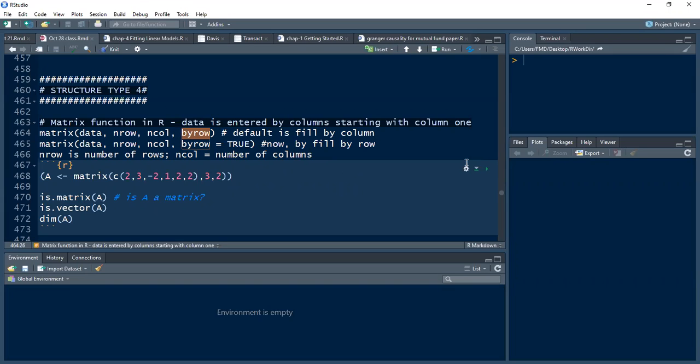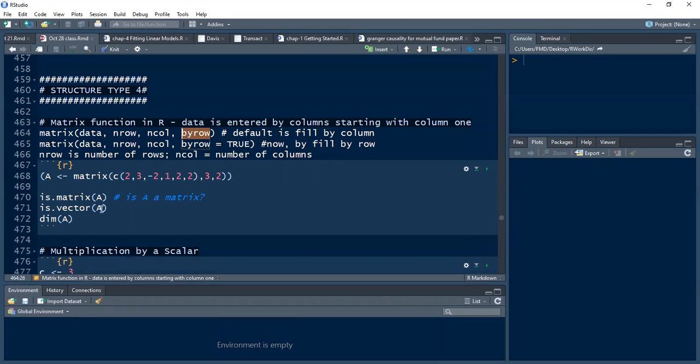So let me illustrate that with an example. Here we're going to create a matrix A, and this is the function matrix to create a data structure that's matrix type in R. And then here you have the combine function, to concatenate. These are the elements of the matrix: 2, 3, -2, 1, 2, 2.